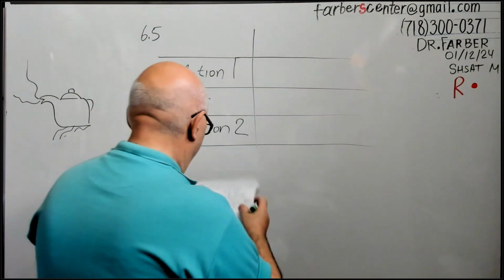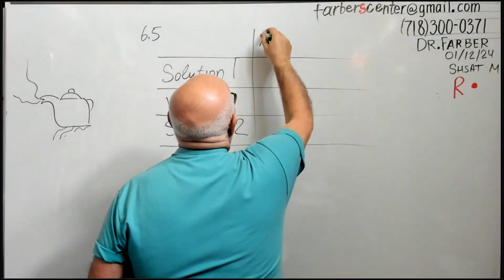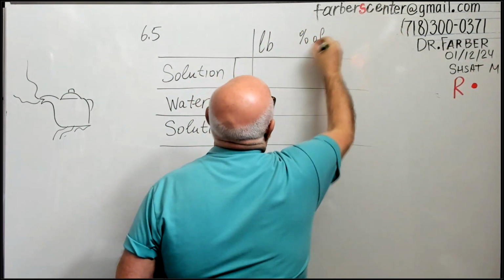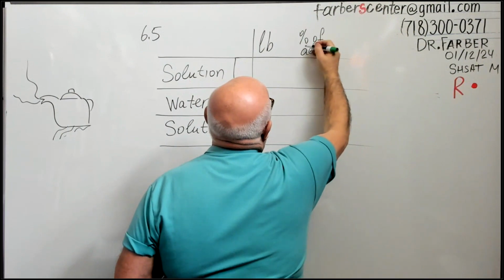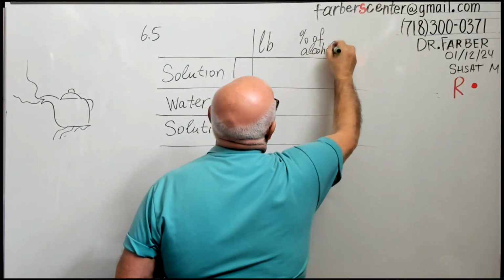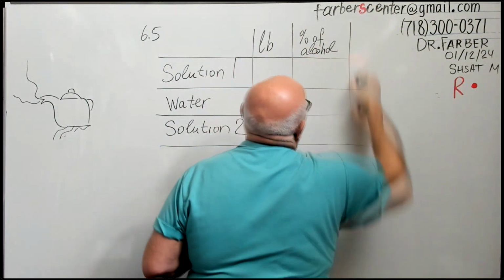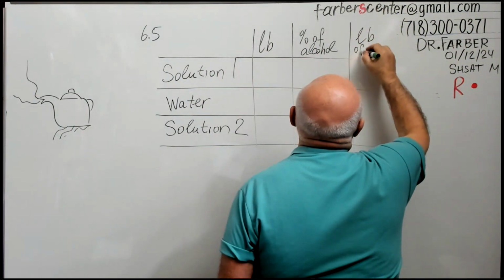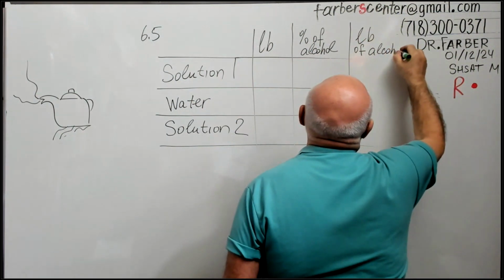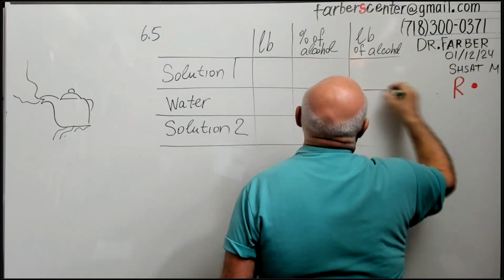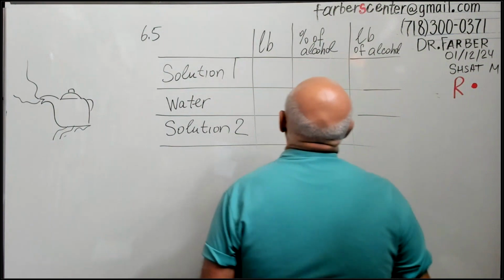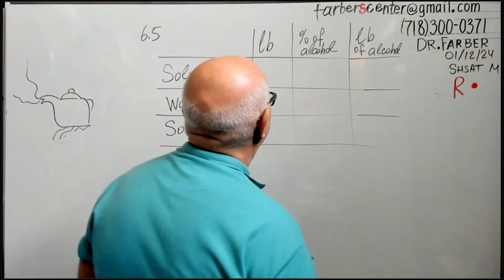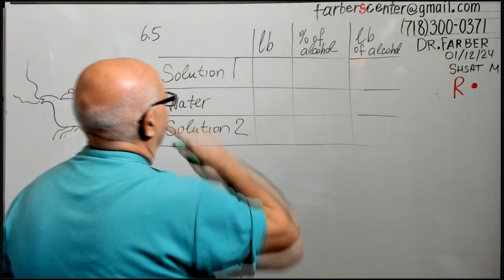Now, what we have here: pounds, percent of alcohol, and pounds of alcohol. Usually when you're talking about real life, we measure alcohol in liters, milliliters, or ounces. But anyway, it's supposed to be consistent here.